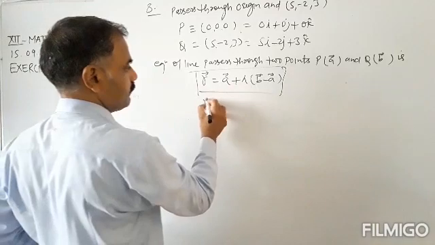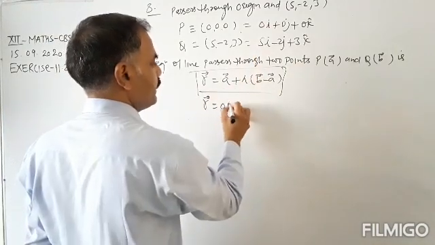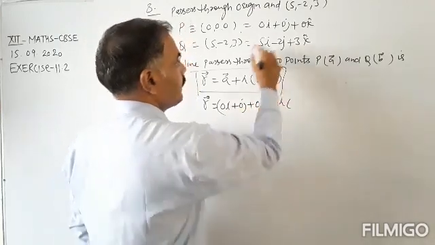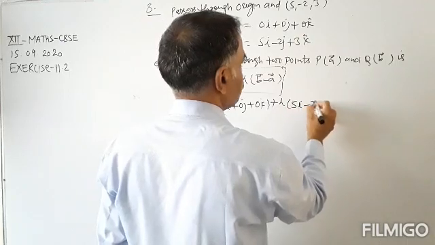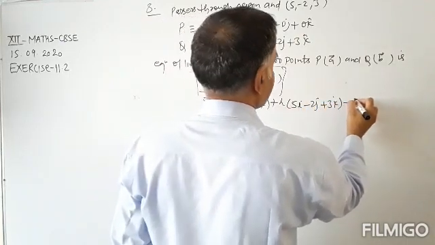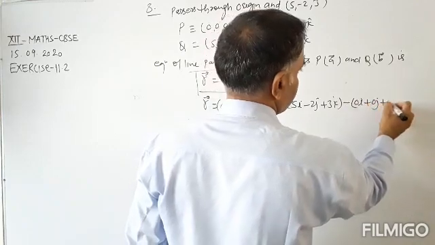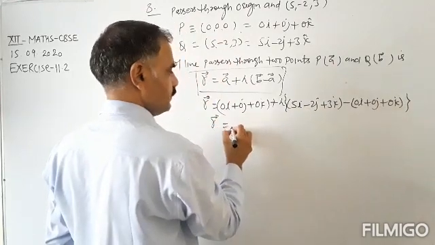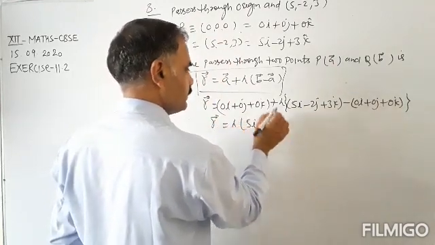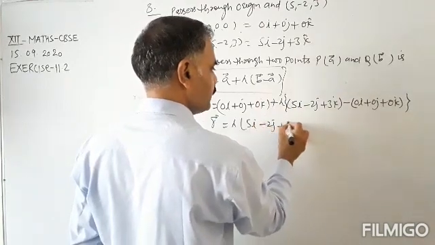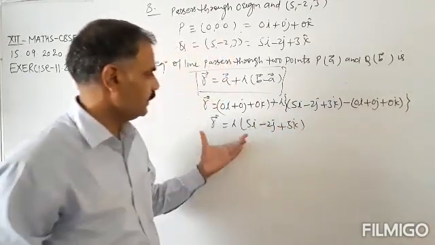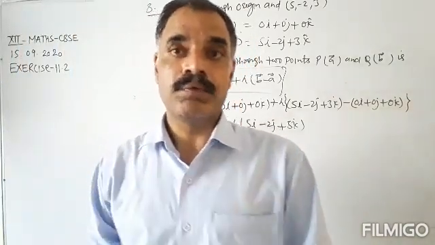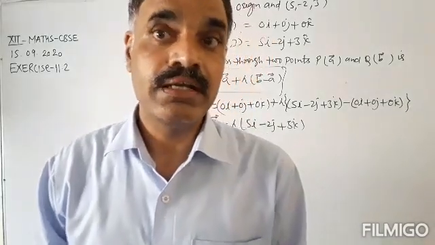So r vector equals a vector, which is 0 i cap plus 0 j cap plus 0 k cap, plus lambda into b vector, that is 5 i cap minus 2 j cap plus 3 k cap, minus 0 i cap plus 0 j cap plus 0 k cap. So r vector equals lambda into 5 i cap minus 2 j cap plus 3 k cap. This is the required equation of line passing through 2 points with position vectors a vector and b vector.